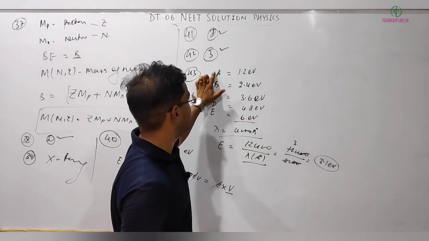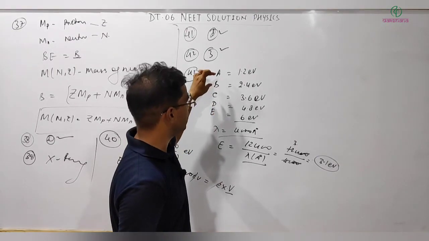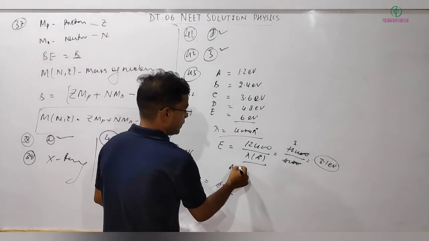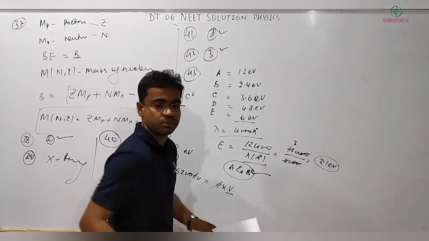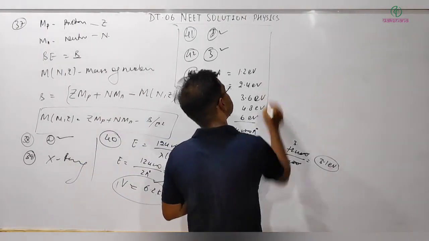Let's check for which. A it's lower, B it's lower, C no, none of these. So only in case of A and B it will be able to emit photoelectrons. So for A and B photoelectrons will be emitted. Question number 43 done, next 44.